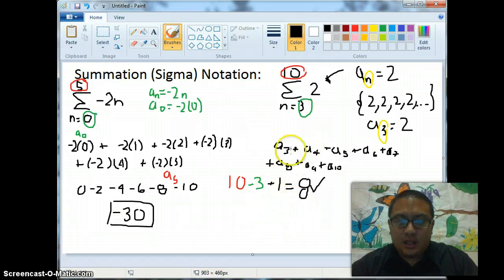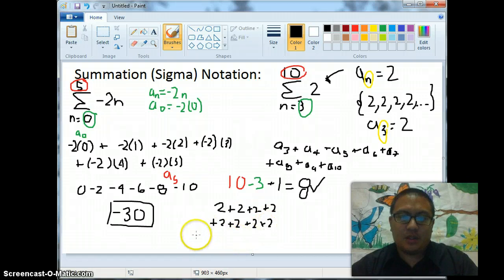So I know that 2 is being added a bunch of times. 2 plus 2 plus 2 plus 2 plus 2 plus 2 plus 2 plus 2. And in other words, I'm really doing 2 times 8. Repeated addition is multiplication. I think you guys kind of know that, so it's 16. And that's the answer for the second example.